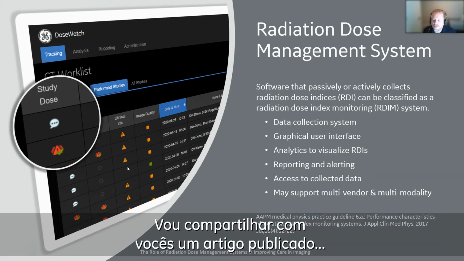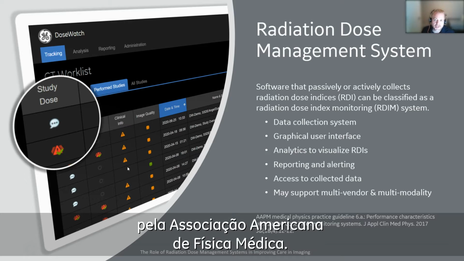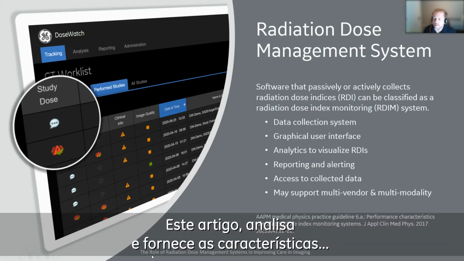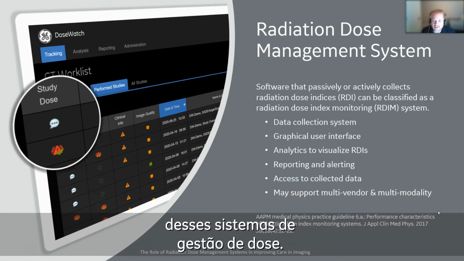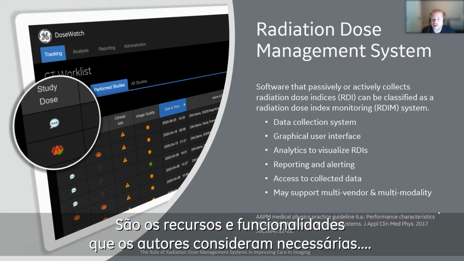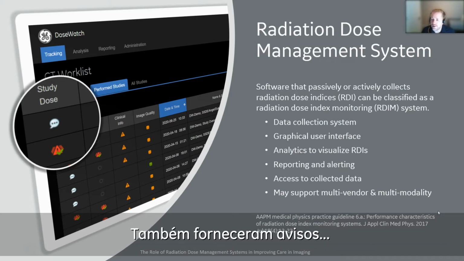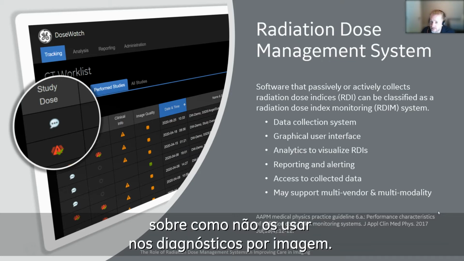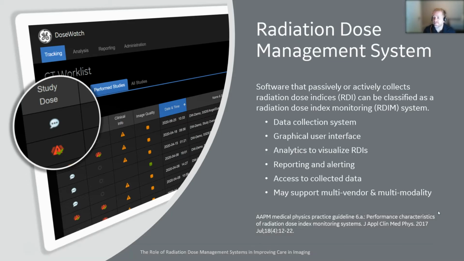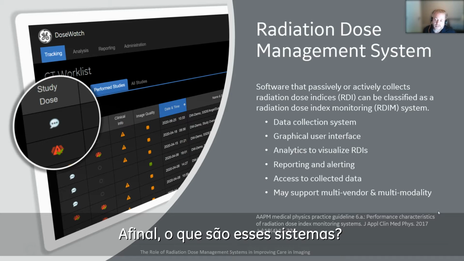I wanted to share with you first an article that was published by the American Association of Physicists in Medicine, highlighted here at the bottom. In this article, they provided characteristics of these dose management systems, what they felt were necessary features and functionality, and also some warnings on how they should not be used in the practice of medical imaging. So, what are these systems?